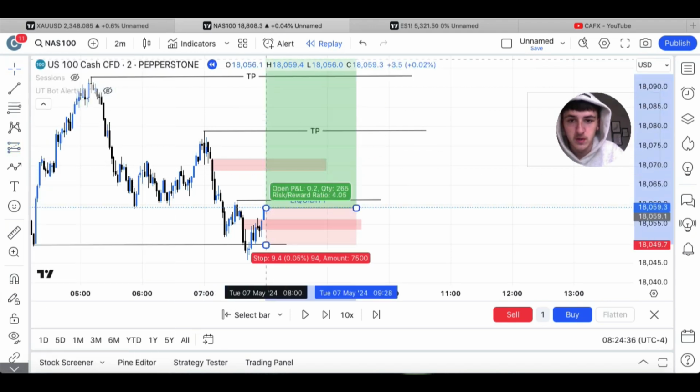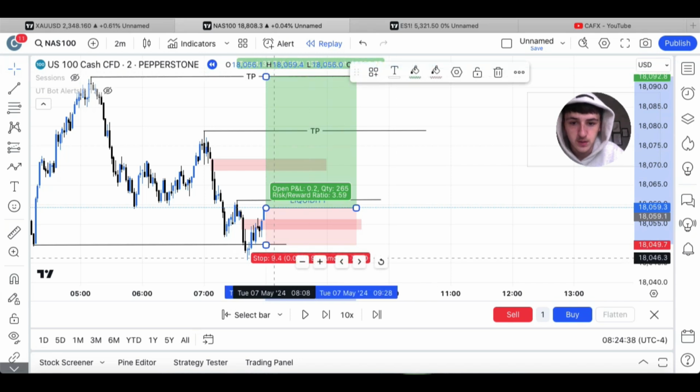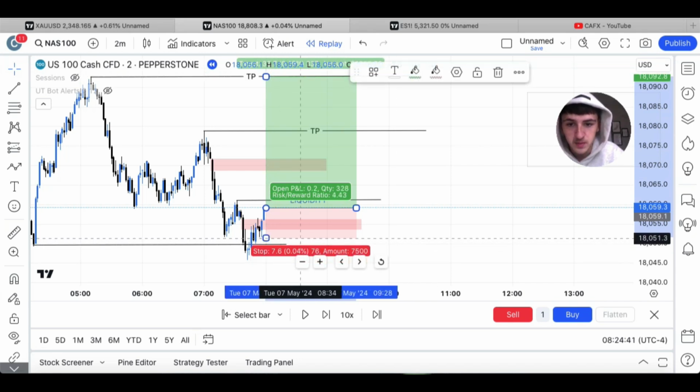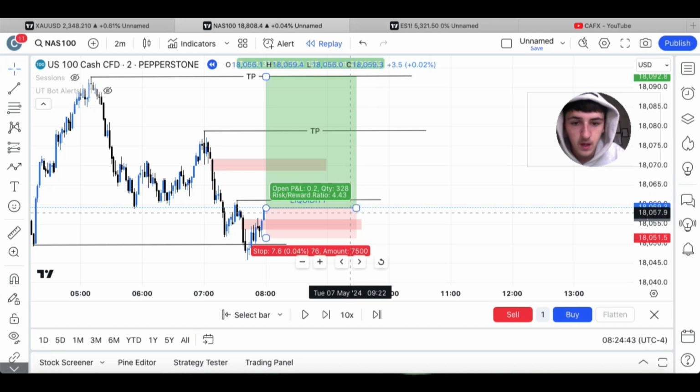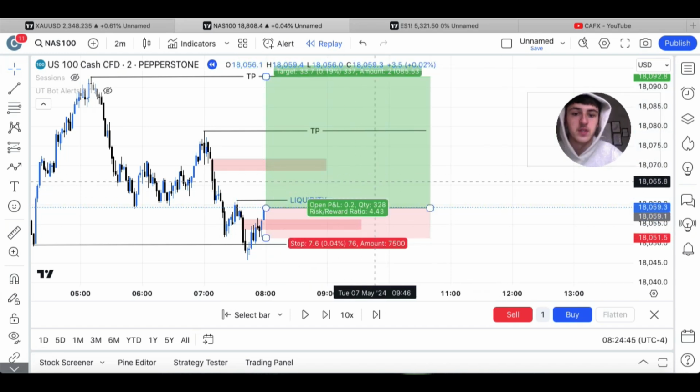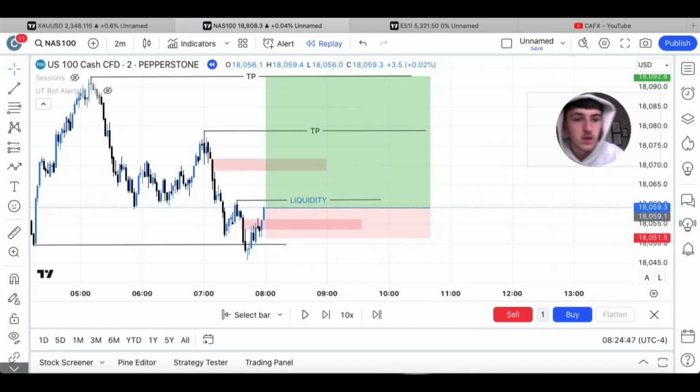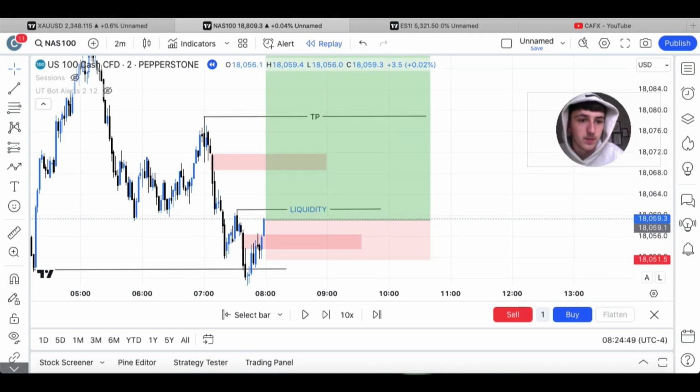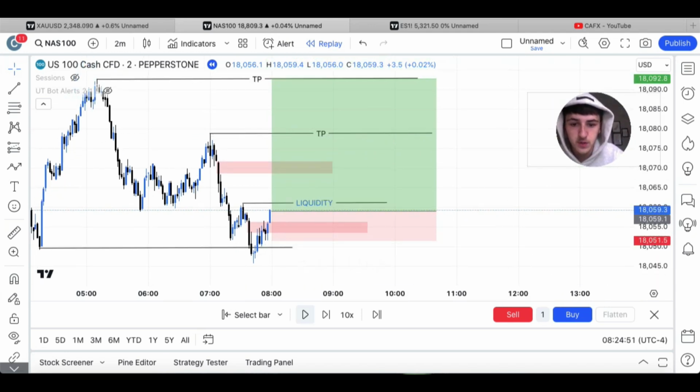Okay, so we're going to be targeting buy side liquidity, which is the top of the range. My stop loss is going to be the candle below. And let's just see how the trade plays. So it's a 4.4 risk to reward. Okay, so it's a good risk to reward trade. So yeah, let's just get into the trade.